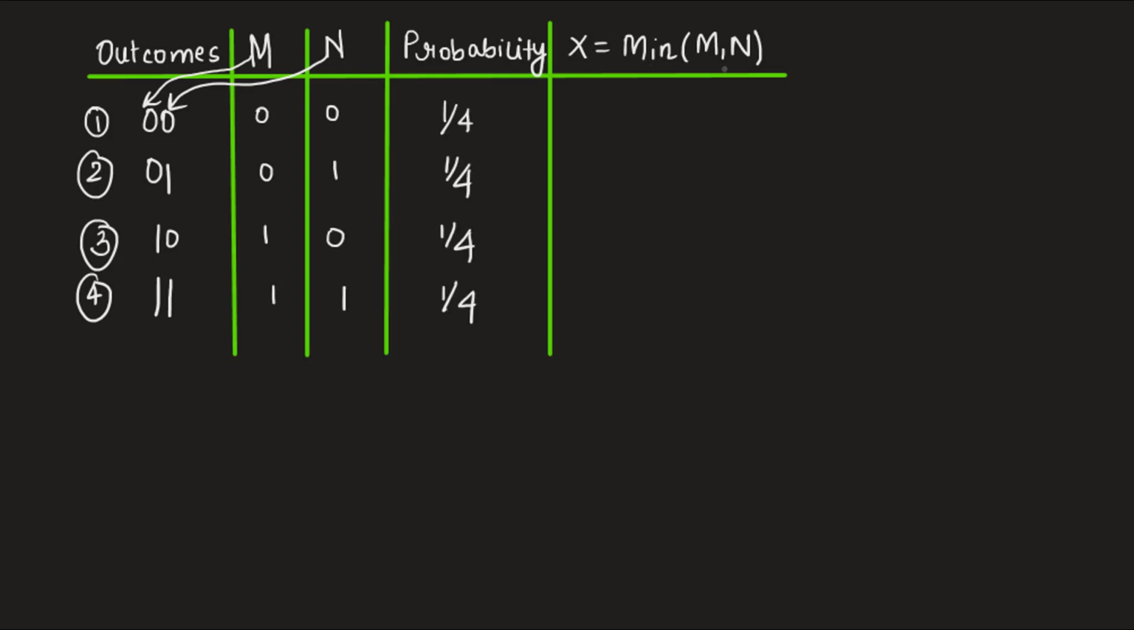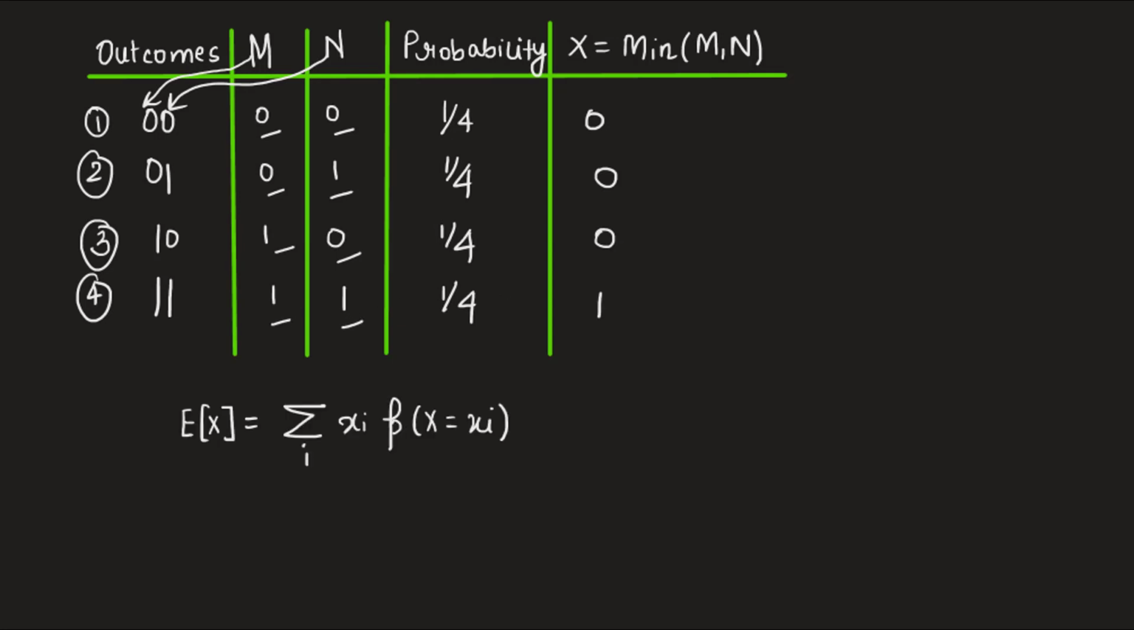The random variable X is the minimum of M and N. So the minimum of 0 and 0 is 0. Similarly, the minimum of 0 and 1 is again 0. The minimum of 1 and 0 is 0. And the minimum of 1 and 1 is 1.